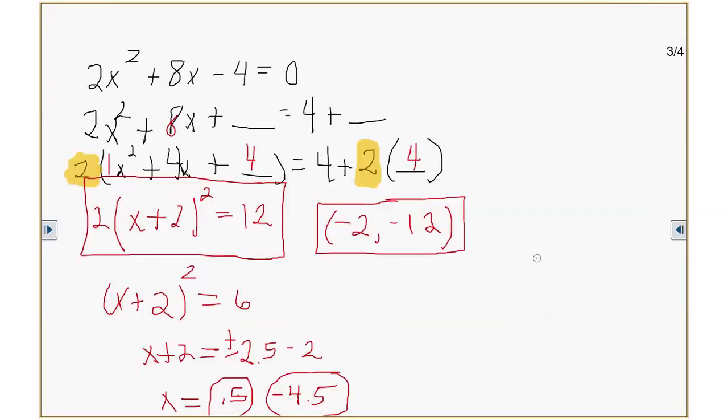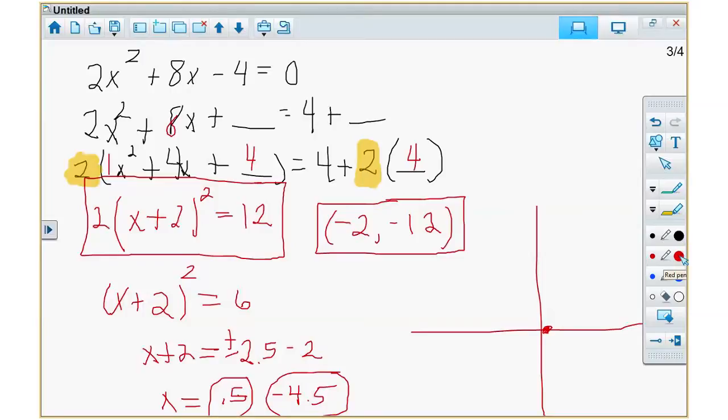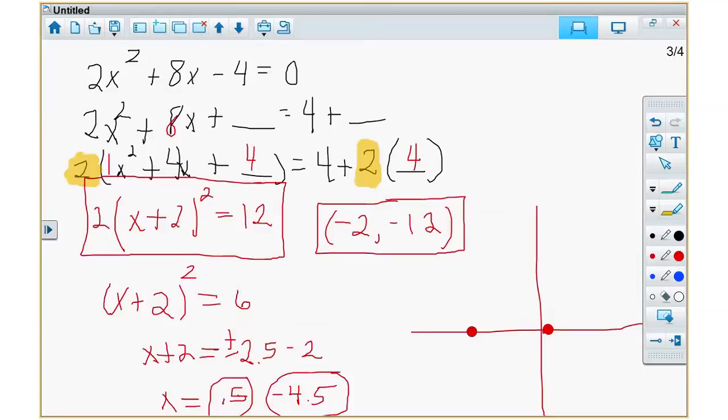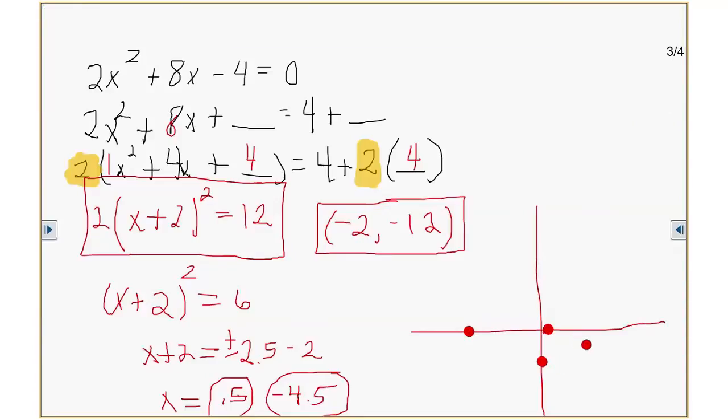All right, so here's our graph, and 0.5 is right here. And negative 4.5 is here. Where does my vertex need to be? My vertex needs to be down here somewhere, and that's how you check yourself. And it is (-2, -12), which is way down here.